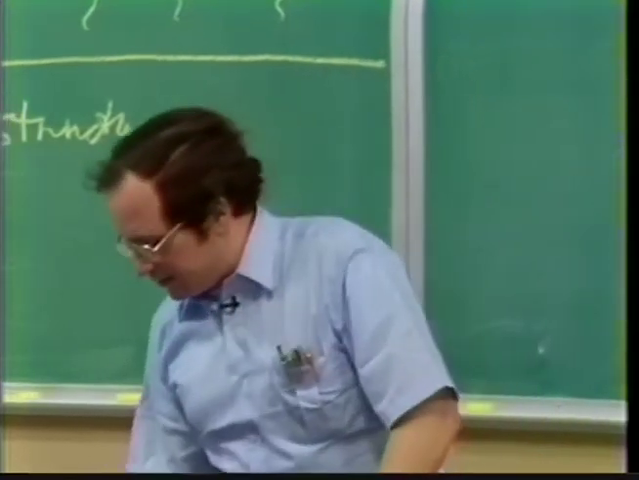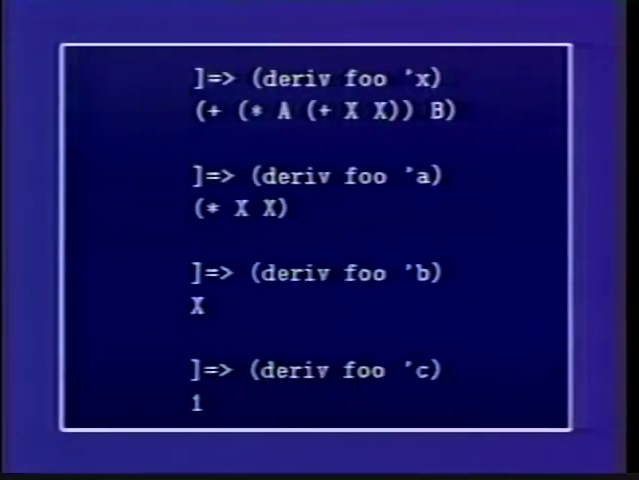But there we see the derivative of foo with respect to x is at least something I wouldn't take off more than 1 point for on an elementary calculus class. And the derivative of foo with respect to a, well, it's gotten down to x times x, which isn't so bad. And the derivative of foo with respect to b is just x itself. And the derivative of foo with respect to c comes out 1. So I'm pretty pleased with this.